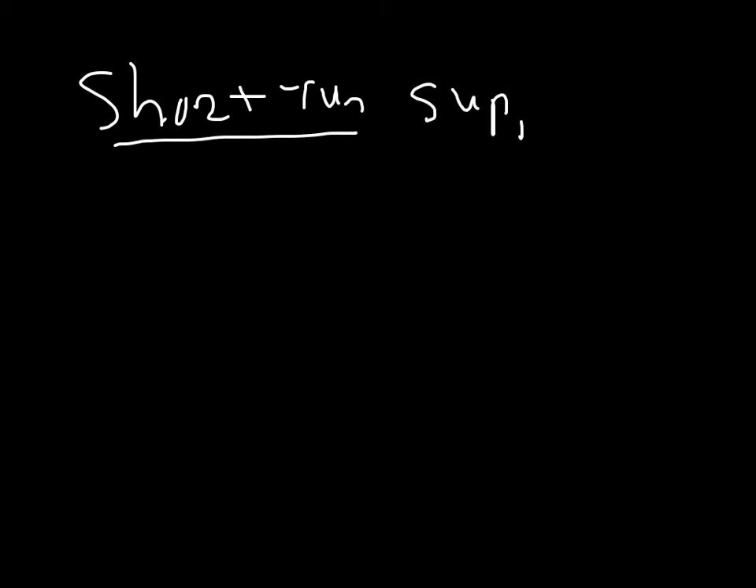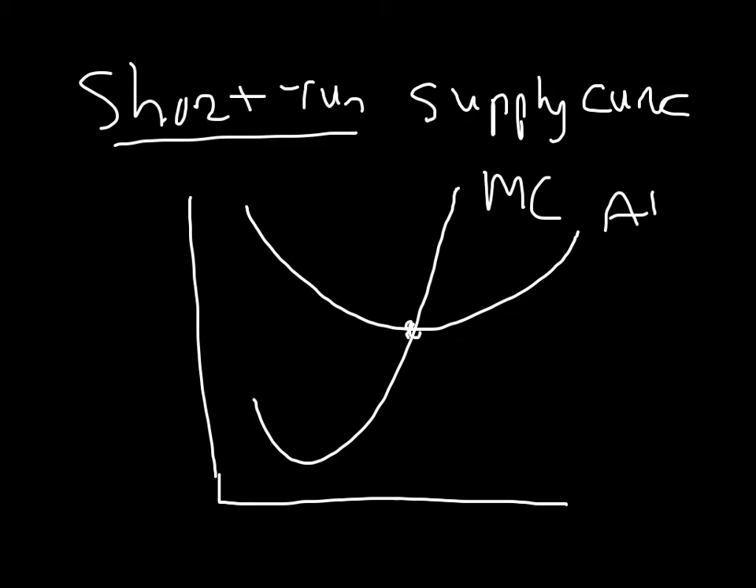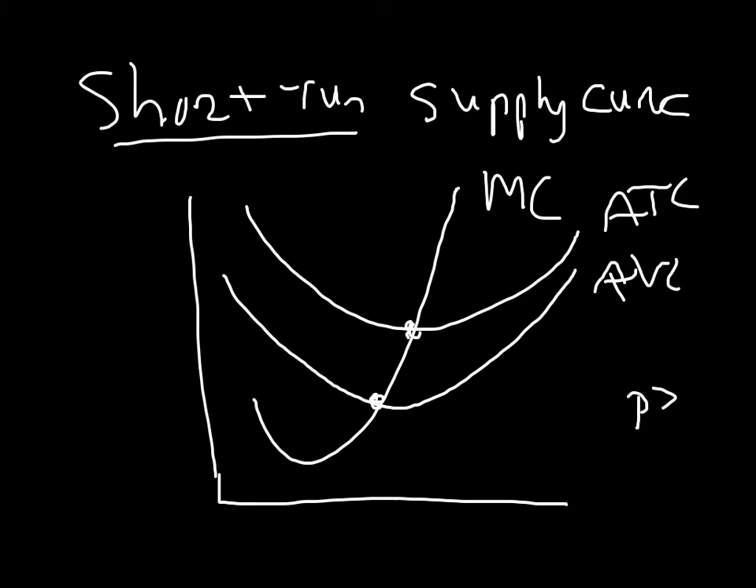So the question is, how does this impact the short run supply curve? Well, for the firm, we know we have the marginal cost curve, and then we have the average total cost curve, and below that we have the average variable cost curve. So the question is, where do we have an economic profit? Well, a profit is when price is bigger than average total cost. Now this is total cost, this is economic profit.